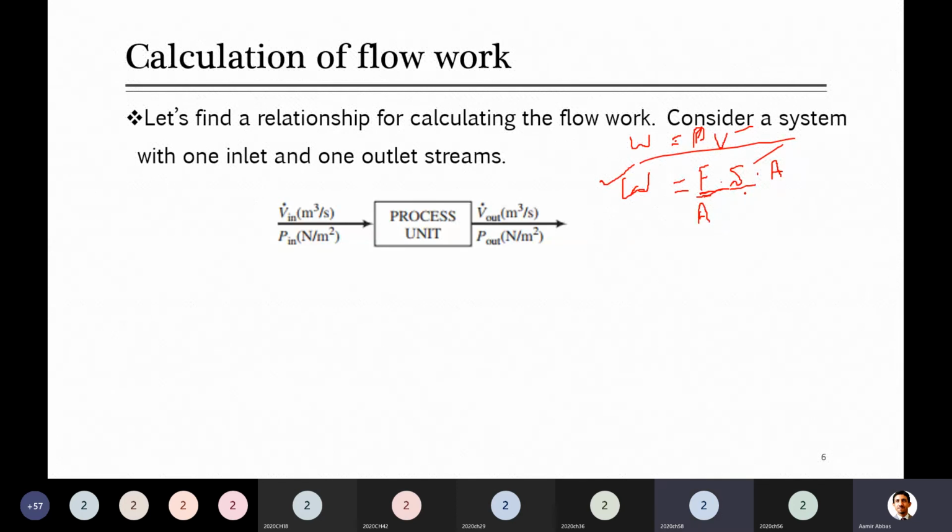Is it dimensionally consistent? Is there any change? No change. So look, now this force divided by area, what does this mean? What is force per unit area? Pressure.